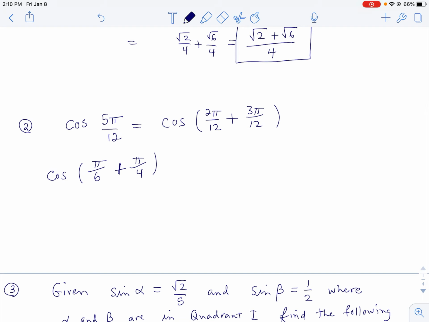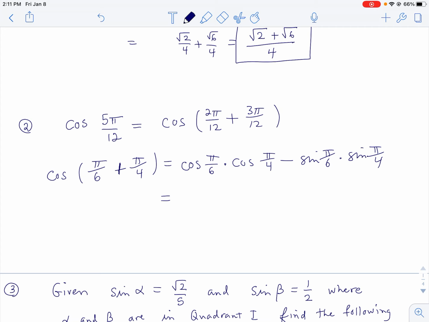So when I'm doing cosine of 5 pi over 12, I have cosine of pi over 6 plus pi over 4. And when you break that up, again, it goes cosine, cosine, sine, sine, change the sign in the middle. So I would have cosine pi over 6 times cosine pi over 4 minus sine of pi over 6 times the sine of pi over 4.